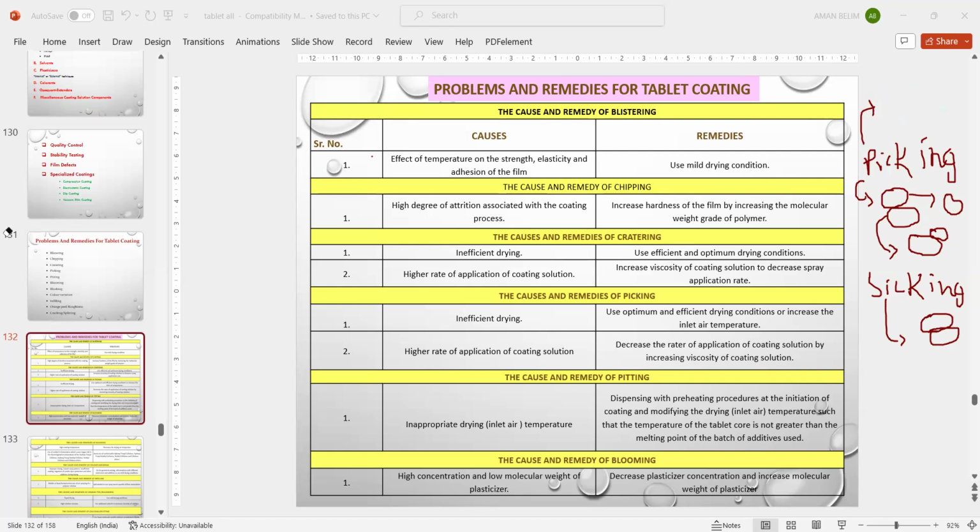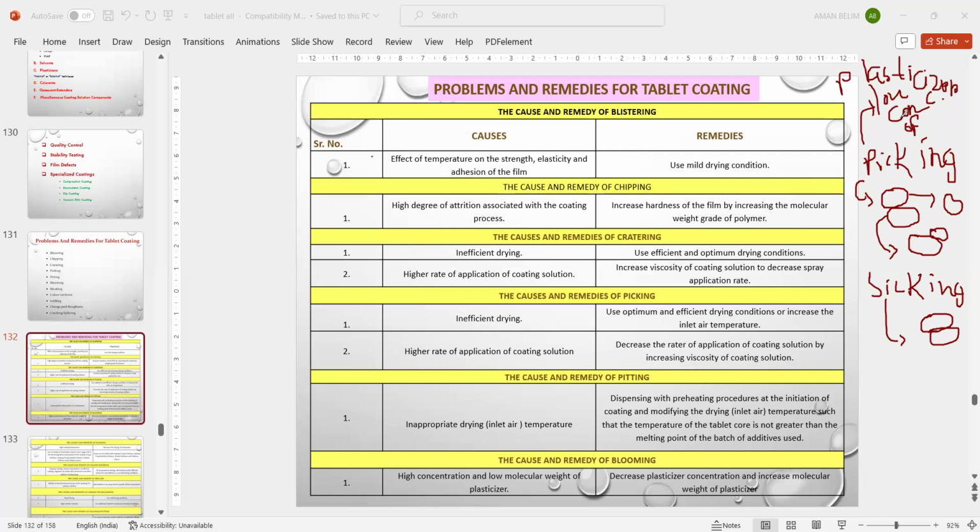It's due to the lower concentration of plasticizer, right? As we have discussed, what is the function of plasticizer? The function of plasticizer is to provide elasticity to your coating film.